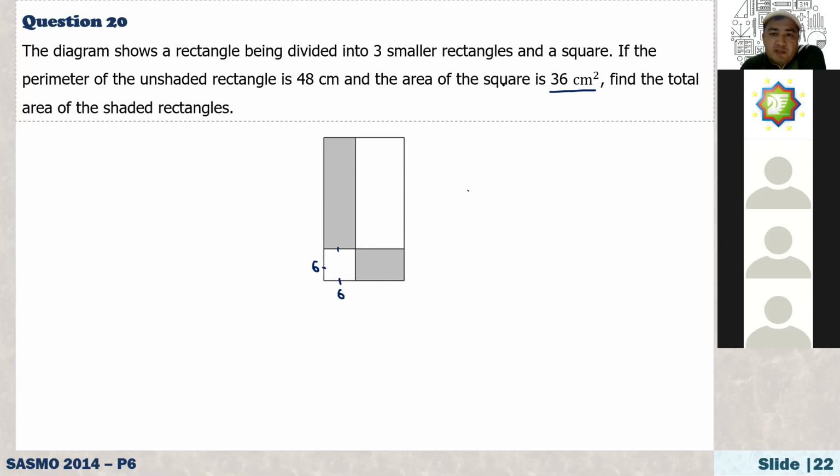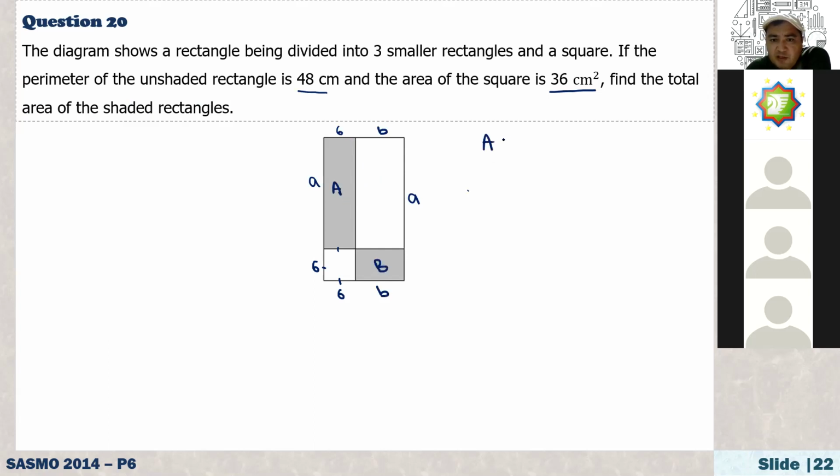So simply, what's given here? It says that the perimeter of the unshaded rectangle is 48. That big one is the unshaded rectangle. Suppose that its length is A and its width is B. This one we know is 6, and this one is also A. Opposite sides are equal, and this should be B.